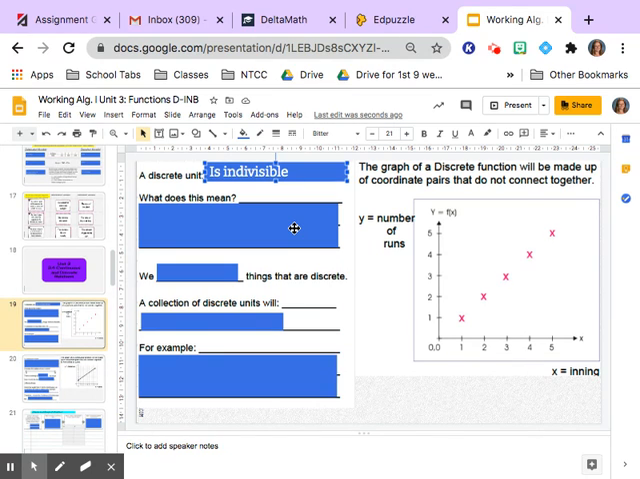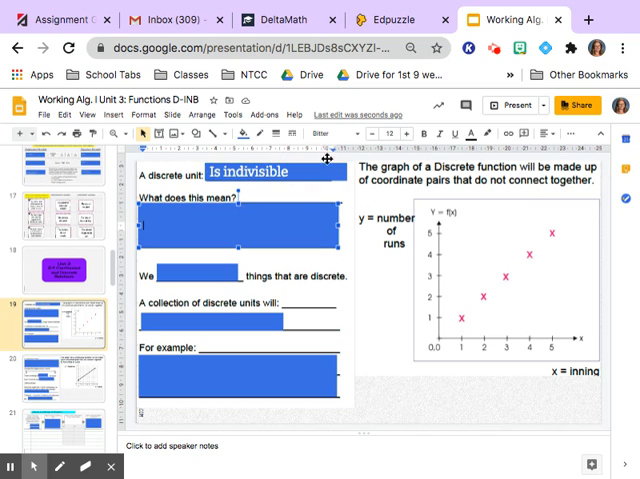Where have you heard that before, the word indivisible? We say it every day. The pledge. I pledge allegiance to the flag, United States of America, and to the republic for which it stands, one nation, under God, indivisible, with liberty and justice for all. So indivisible means what within the pledge? What does that mean? You can't divide it, yeah. The nation is going to be one. That's what it means. So indivisible with a discrete unit means it can't be divided.